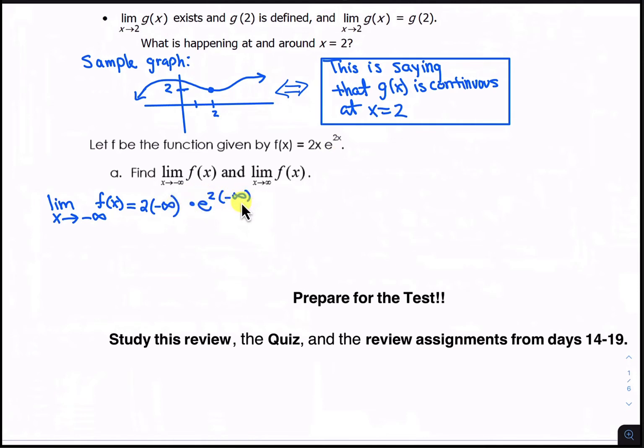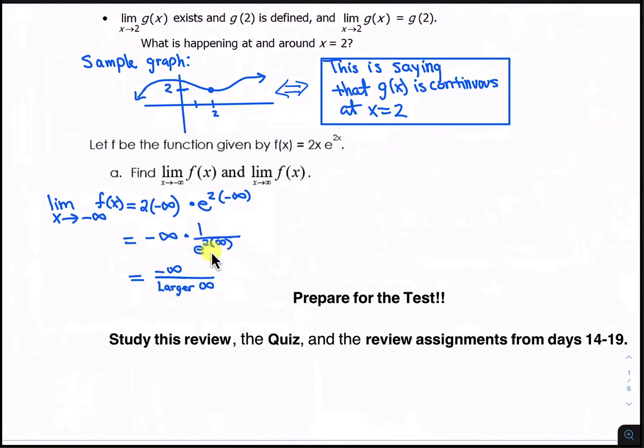And then let's use our intuition here. So 2 times x would become 2 times negative infinity, and then e to the 2x would become e to the 2 times negative infinity. Well, first of all, when you raise e to a negative power, that's the same thing as multiplying by its reciprocal. So we're going to rewrite this as 1 over e raised to the 2 times the positive infinity. Now, 2 times negative infinity is just negative infinity. So we have negative infinity times 1 over e raised to the 2 times infinity.